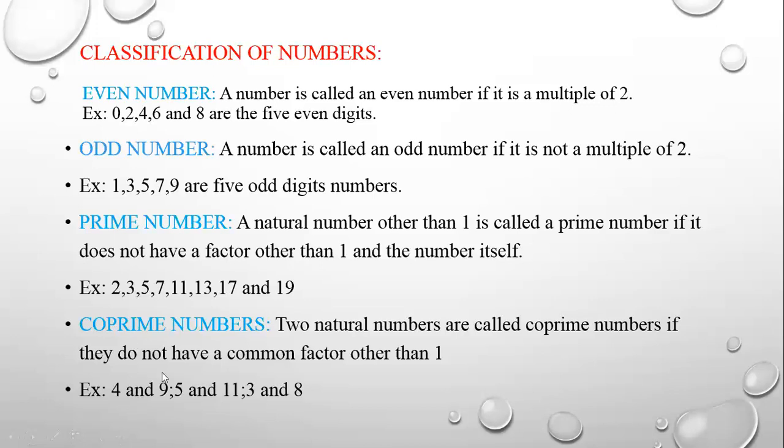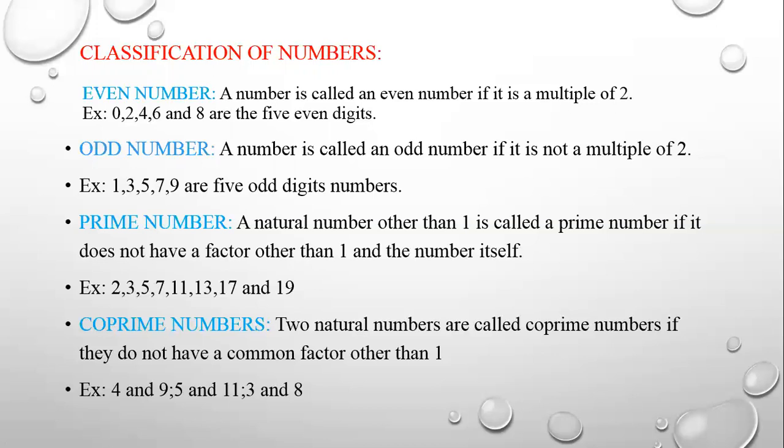Next we have the co-prime numbers. What are co-primes? Two natural numbers are called co-prime if they do not have a common factor other than 1. Examples are 4 and 9, 5 and 11, and 3 and 8. These two numbers are called co-prime numbers because they don't have a common factor other than 1.